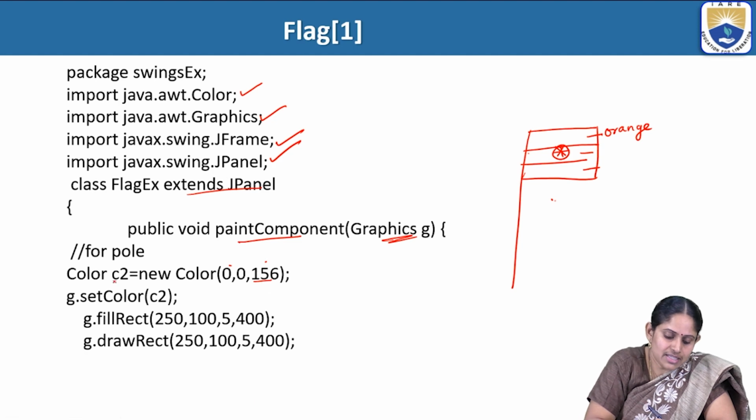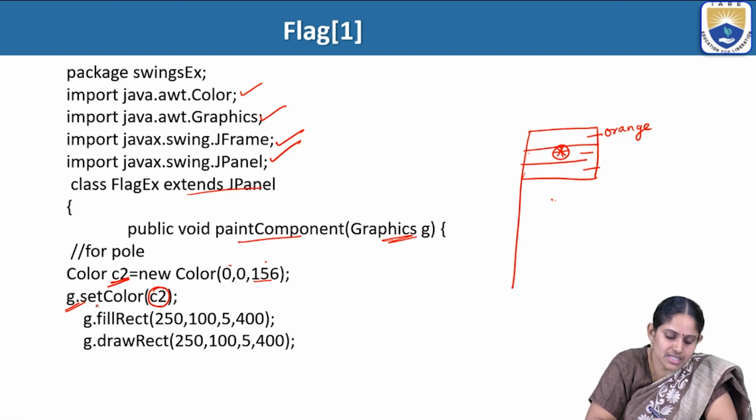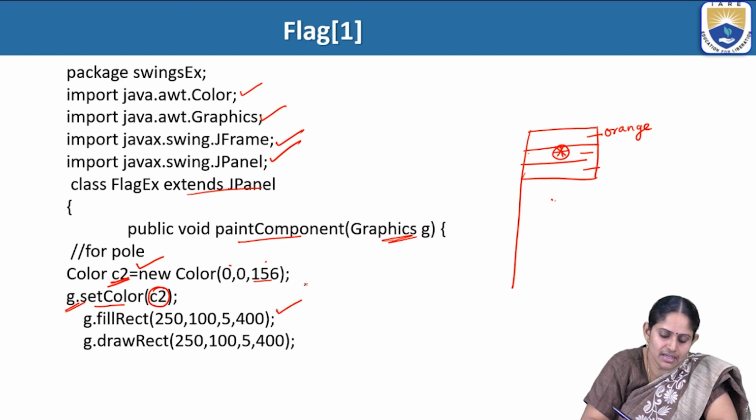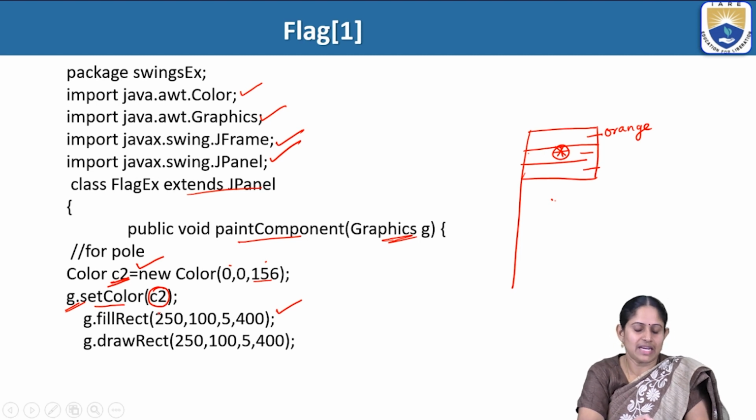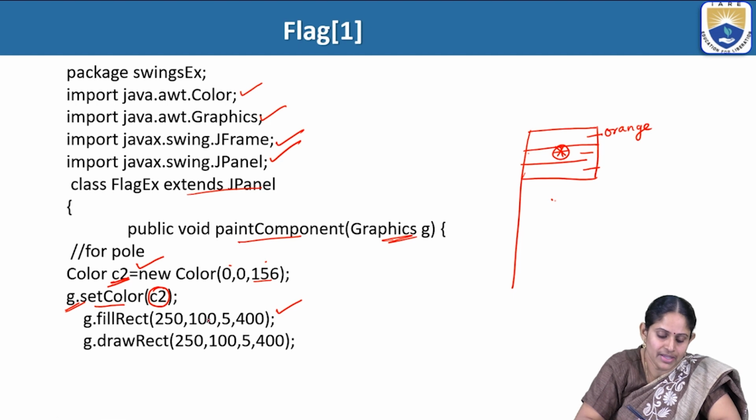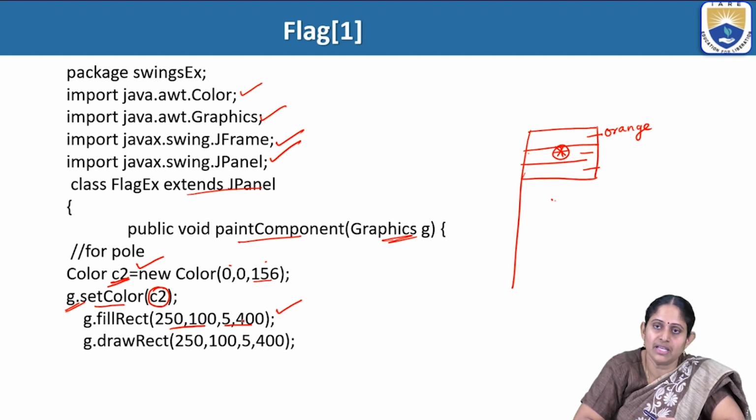So I have set the color object, and that color object is applied over the graphics object. So the graphics object's color is set to this particular color. Then I'm drawing a rectangle. I'll draw the filled rectangle, that means I'll get a rectangle which is orange in color. This rectangle will start at this point, and its length and breadth will be 5 and 400.